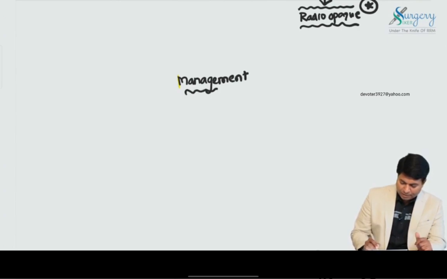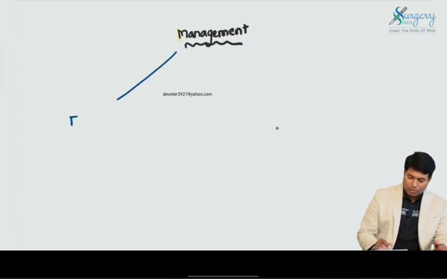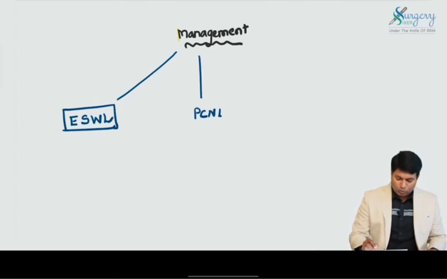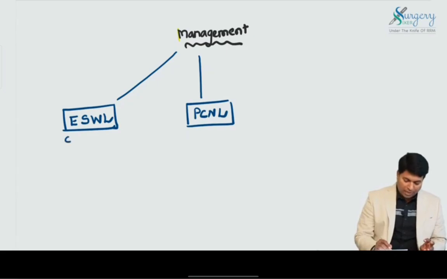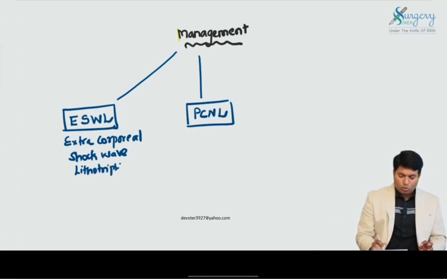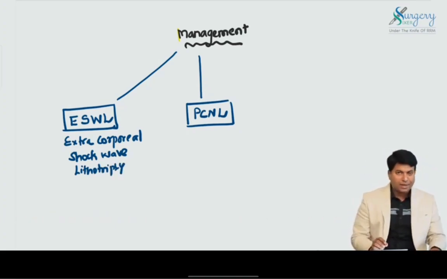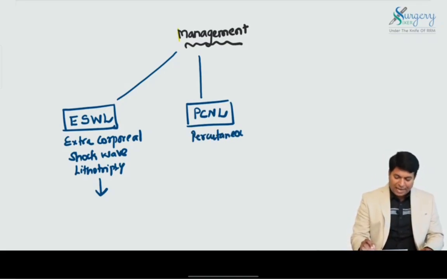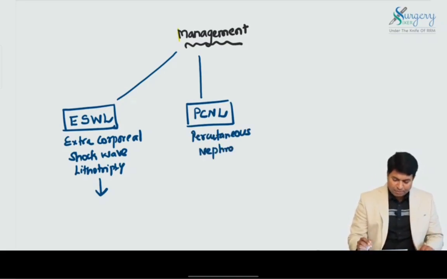In management, the first thing you must know is about ESWL, extracorporeal shockwave lithotripsy. It is one type of management. PCNL is percutaneous nephrolithotomy. ESWL is a technique in which piezoelectric waves are passed on the stone and it is broken into pieces, like a shock wave. Percutaneously, like a laparoscopy, we go inside and remove the stone. That is known as percutaneous nephrolithotomy. Okay, that is one technique.